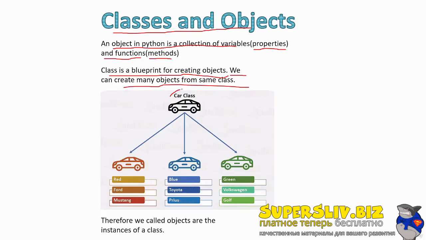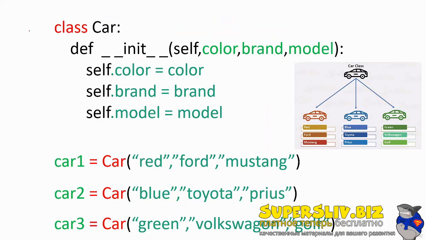There is a class called car. These are three different objects created from that class. Therefore, we say objects are the instances of a class. This is the syntax for creating a class. We use the keyword class, then we specify the name of the class, then we put a colon. As usual, we indent by one tab.